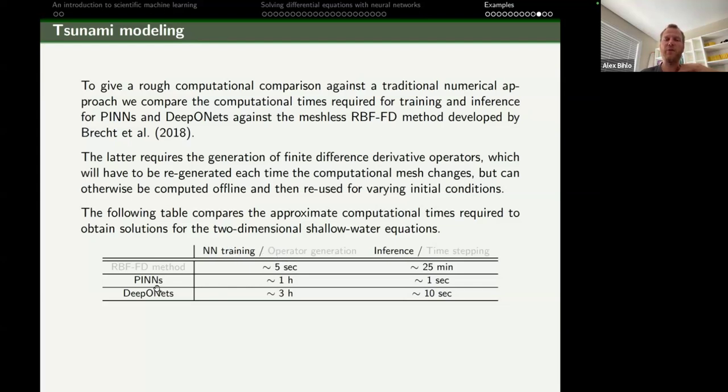So the neural network training for PINNs and DeepONets takes roughly an hour or 3 hours. DeepONets take longer to train because learning a solution operator is harder than learning the particular solution. But again, this is an offline cost, right? You do this once, and once you have it, all you have to do is evaluate it. So once you have trained the neural network, you can just evaluate it everywhere you trained it for.